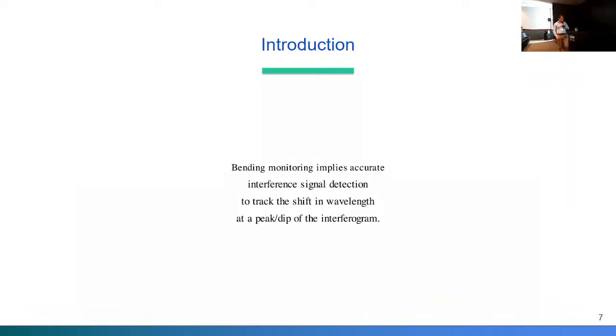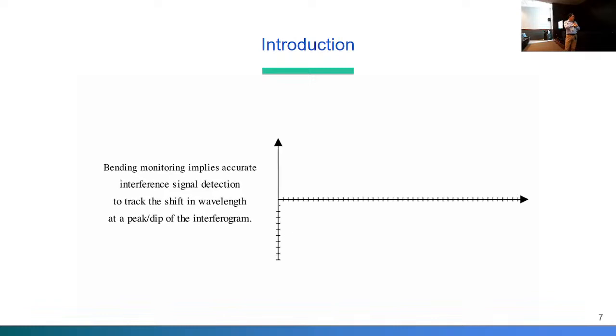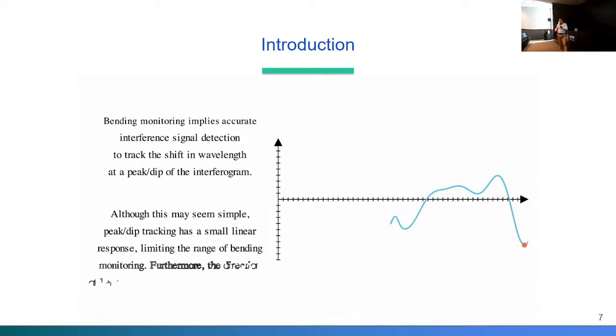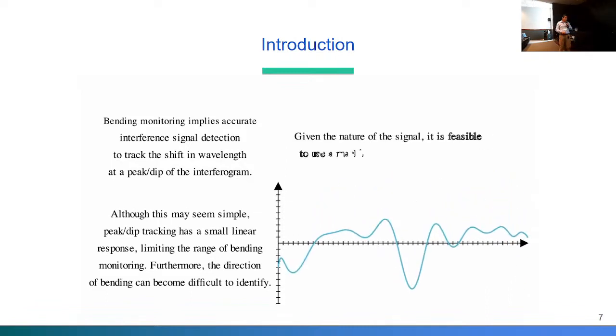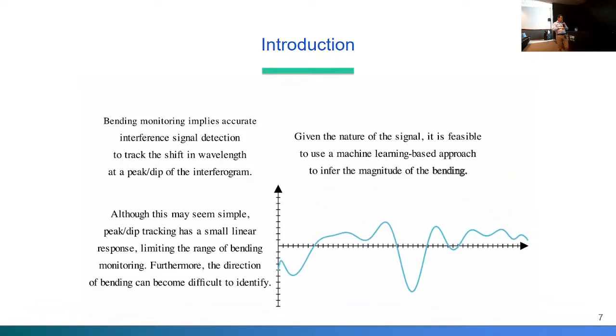So, bending monitoring implies accurate interference detection of the signal, like this one, and then we can track a point, for instance, a minimum of this signal, and this tracking helps us to see the magnitude of the bending. This could be easy, but we have some problems. For instance, the range of the bending monitoring will be limited, and also the direction can become difficult to identify.